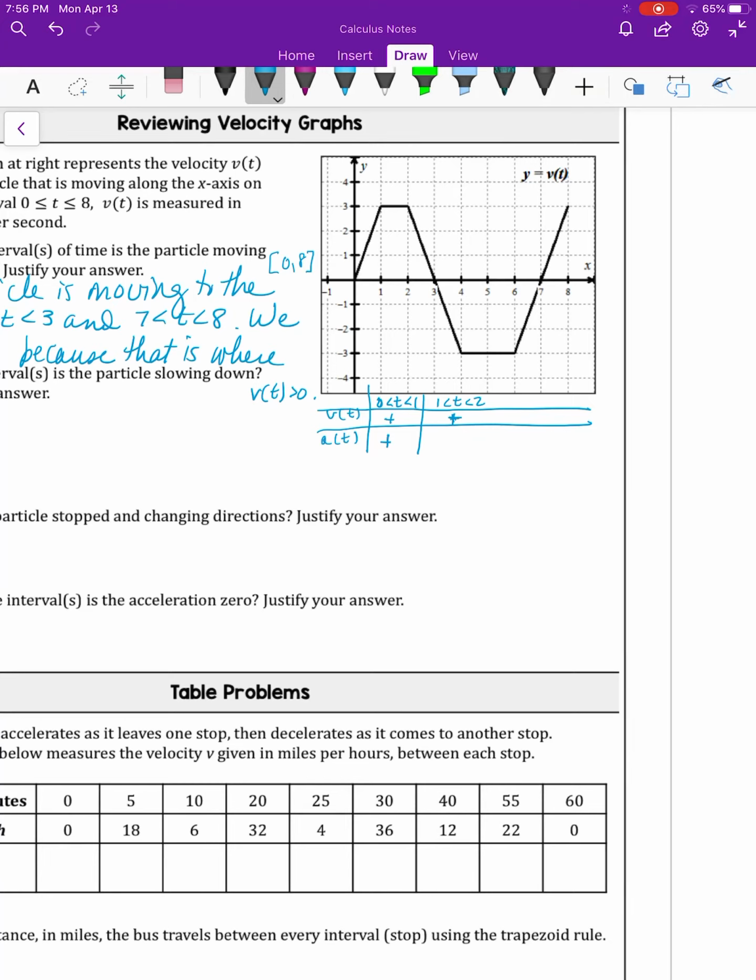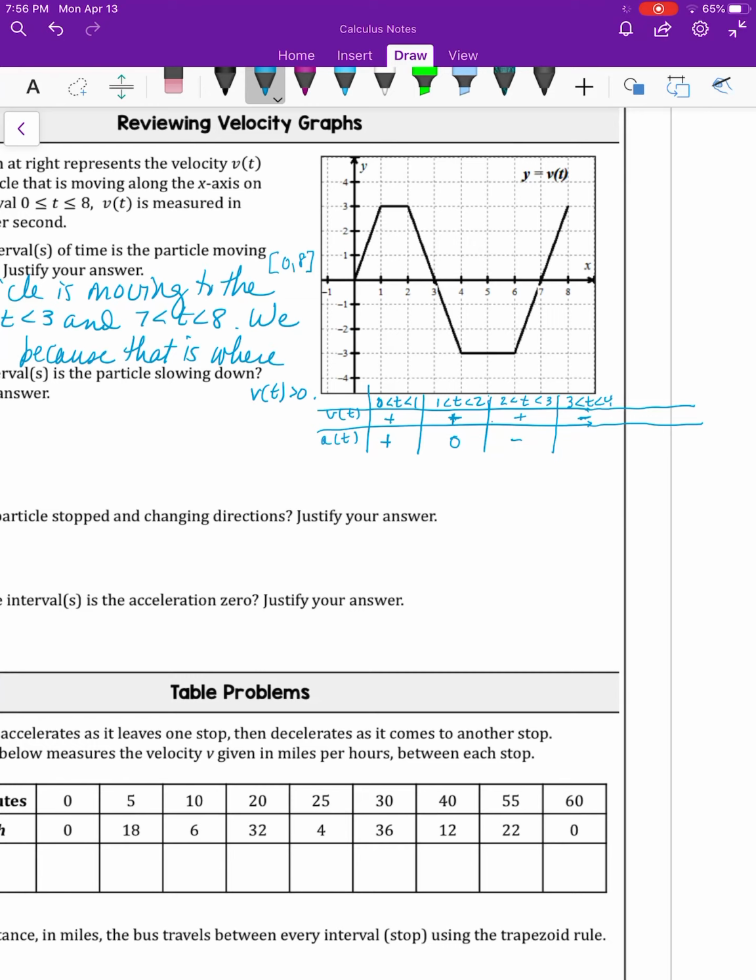Then between 1 and 2, it's above the x-axis, so it's positive velocity. If I did the slope of the tangent line, it would be 0. Then we have from 2 to 3. We have to stop at 3 because the velocity is changing there at 3. So from 2 to 3, it's above the x-axis, positive velocity. But if I took the slope of the tangent line, it would be negative.